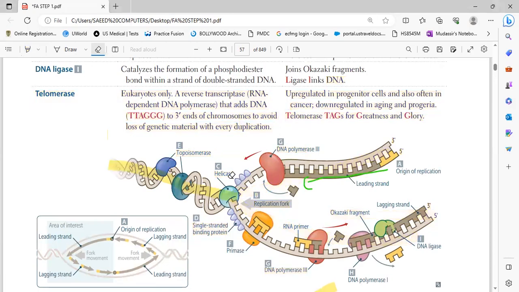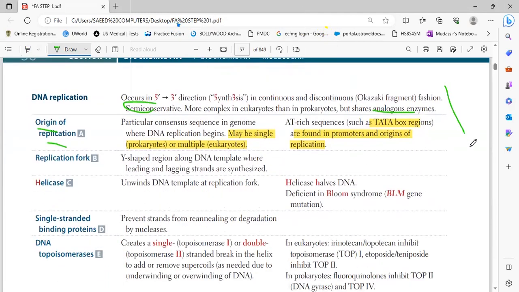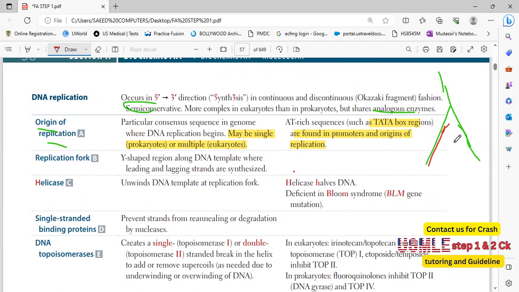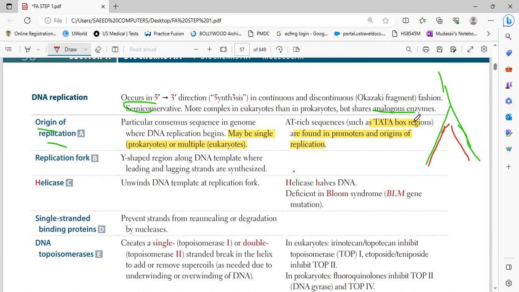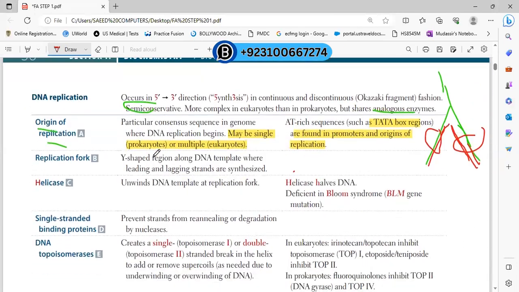What do you mean by semi-conservative? Suppose this is a DNA, and it will be unzipped now. This is the parent DNA. Next I'm drawing the new DNA that forms, the red one. So it is semi-conservative: 50% will be from the parent DNA and 50% will be newly formed. Conservative is like old, semi is half. So this DNA will be half from the parent and half new. For replication, a Y shape will form.